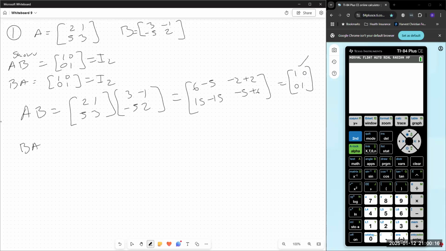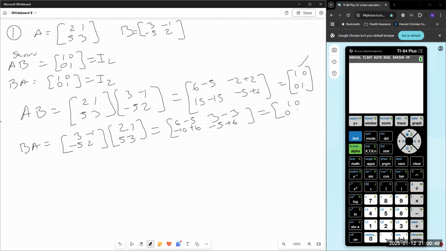B times A is going to be [3, -1; -5, 2] times [2, 1; 5, 3], which is equal to 3 times 2 is 6, -1 times 5, -5, 3 times 1, 3, -1 times 3, -3, -5 times 2, -10, 2 times 5, 10, -5 times 1, -5, 2 times 3, 6. That is also equal to [1, 0; 0, 1], which is what I wanted. So therefore, A and B are inverses.